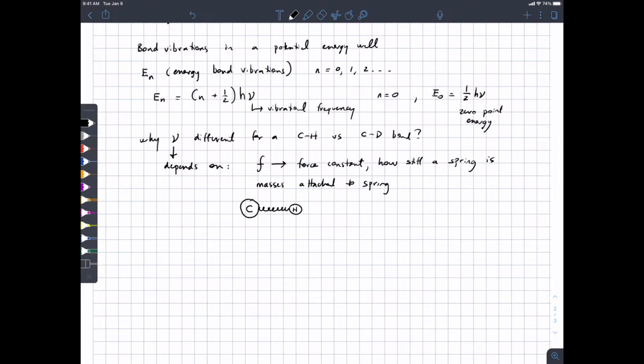And so the vibrational frequency for hydrogen in this carbon-hydrogen bond is going to be equal to, and again, this isn't something to memorize, just to be aware of, 1 divided by 2 pi, which we don't really care about, and then the square root of the force constant F times the mass of carbon times the mass of hydrogen divided by the mass of carbon plus the mass of hydrogen.